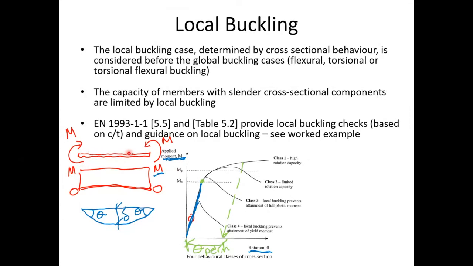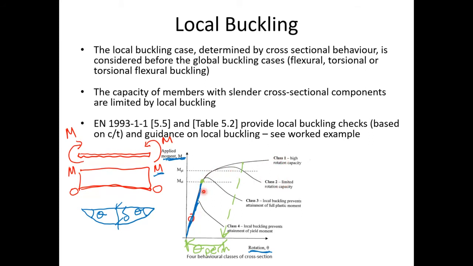Okay. So if we have this member that we're loading up, if it's a class one section, we're going to follow this top curve here. In other words, that curve is that it's elastic all the way until it yields. So some of the fibers in the material are going to yield. And then we keep loading it further and further and further all the way up until we get failure at the end. So we can get full plasticity in there. So we call that a class one section.